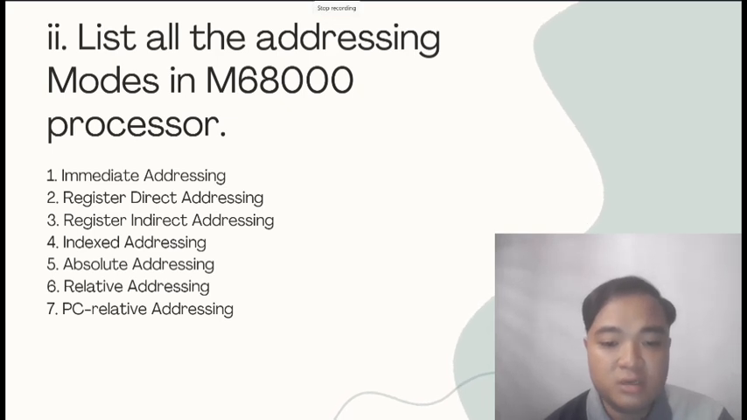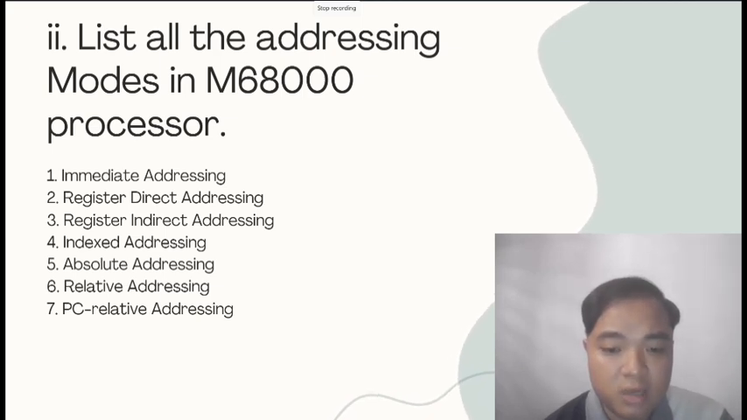Third, we have register indirect addressing. In this mode, the register holds the address of the actual data. For example, move (A1), D0 means the data stored at the memory address inside A1 is moved to D0. This is used when data is located in memory.